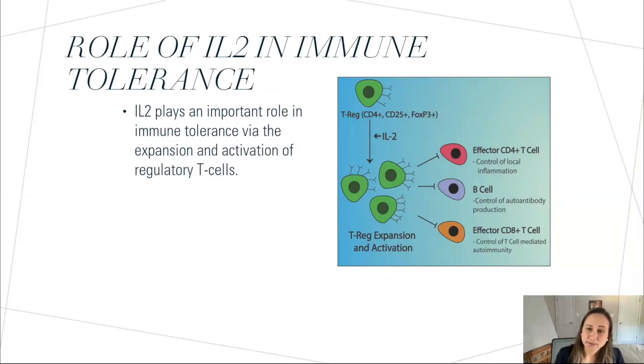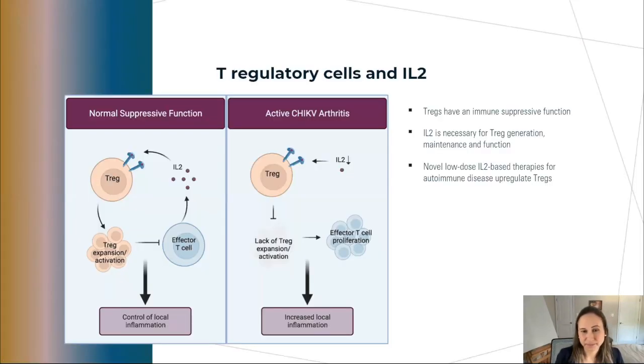Tregs function to decrease inflammation, and you can see in the figure on the right that with low-dose interleukin-2, that can lead to Treg expansion and activation that leads to decreased effector T cell function, B cell activity, and effector CD8 T cell activity. In the setting of adequate interleukin-2, as you can see in the normal suppressive function figure on the left, the Treg has adequate expansion and activation, and this inhibits the effector T cell, leading to control of local inflammation.